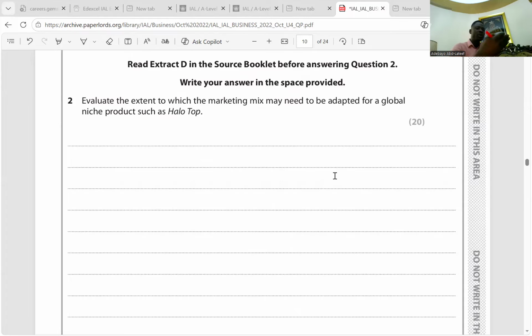So the demand for niche products is always price inelastic, which simply means irrespective of the price, consumers will definitely pay, and that allows them to make more profits. Yes or no? Yes or no, please?